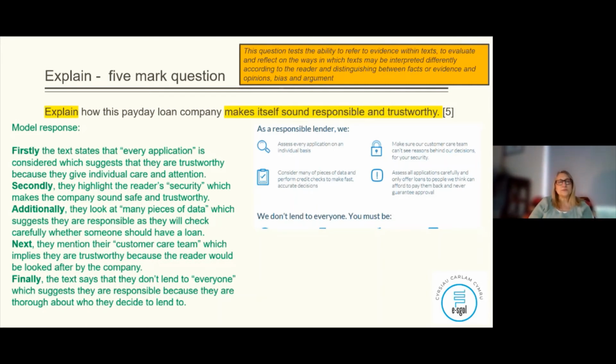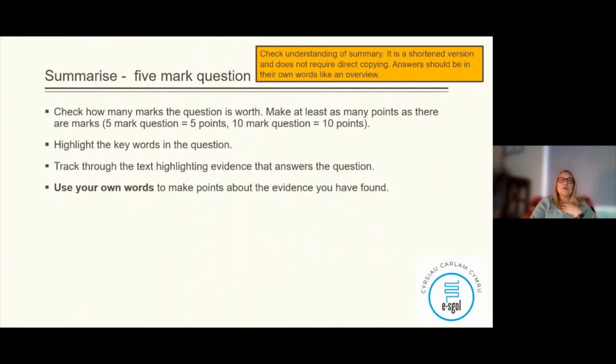I always teach my students to use a structure because it helps them get the answer and answer the question. Okay. So I'm aware that we're running out of time, so I'll go through the summarised question then. Again, for the summarised question, you need to check your understanding of summary. The summary is a shortened version. It doesn't require direct copying, and in actual fact, you shouldn't copy from the text. Answers should be in your own words, like an overview of what's been asked of you.